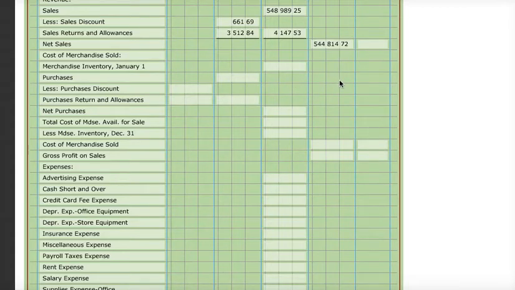All right. Moving along. Cost of merchandise sold. My merchandise inventory on January 1st. Now, this is not where you pull it from the income statement. This number you pull from the trial balance because that was the beginning of the year. It is 198,480.33. So this was taken from my trial balance, line 5 debit column.